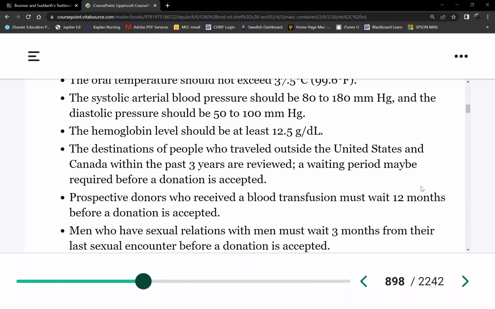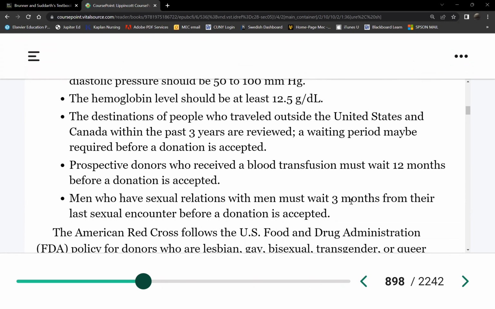Hemoglobin should be at least 12.5, male or female. If it's under, you don't give blood. Your blood's already low, so go home, eat something. Take iron. Travel restrictions are related to things like monkeypox or Ebola, for instance, when you travel to certain countries.